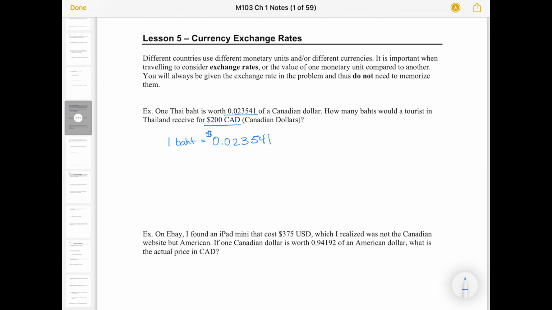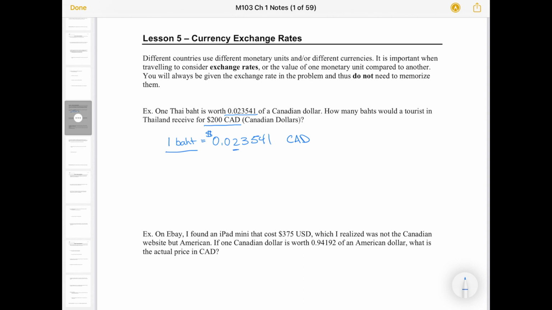So is a Canadian dollar worth more or less than 1 baht? You think about it for a second. A Canadian dollar is going to be worth more. In fact, a lot more. 1 baht is about 2 cents. So if we're putting in $200, we are going to be getting a lot of bahts out of that. Right? And CAD, I'll just put that out there as well.